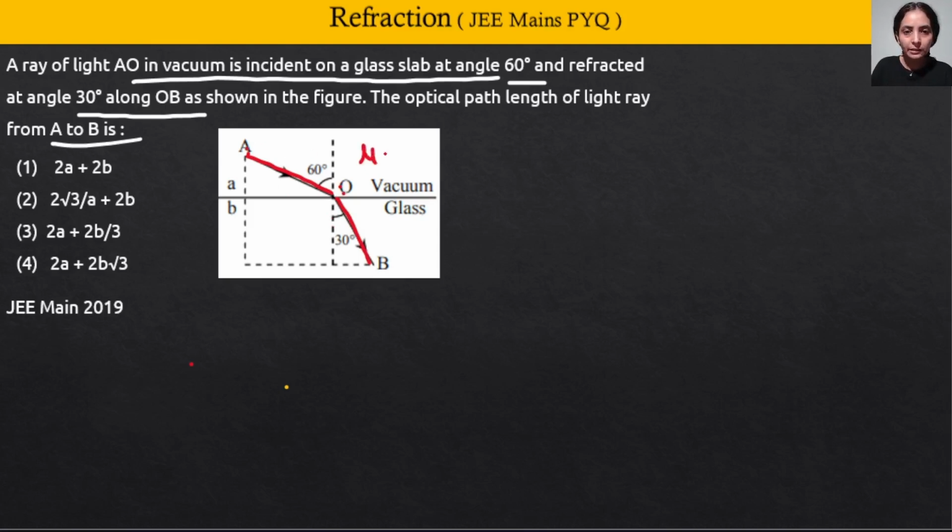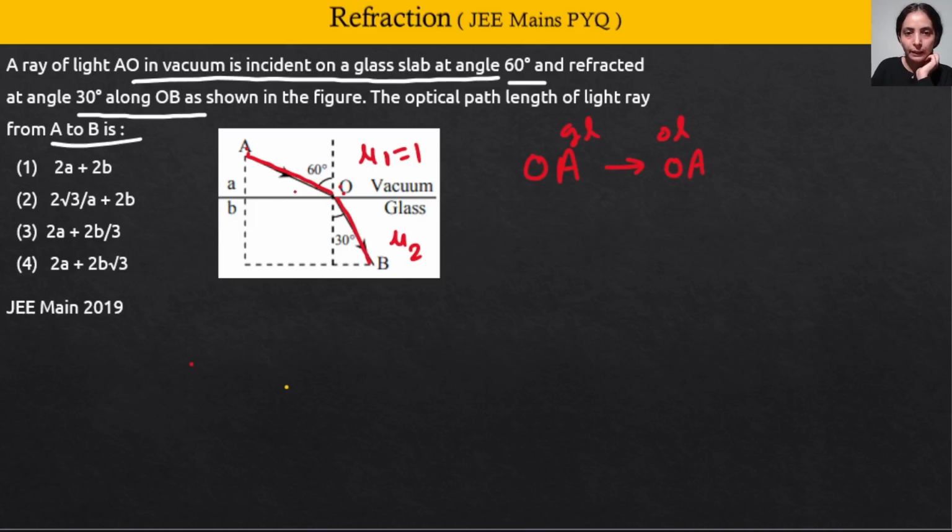So from A to O, geometrical path length is OA. Let's say this media has a refractive index mu1 and this has a refractive index mu2. So mu1 is 1 because this is vacuum. So for OA length, optical and geometrical length will be same. So OA के लिए optical length क्या है? This is nothing but OA. Geometrical length and optical length are same, equal, right?